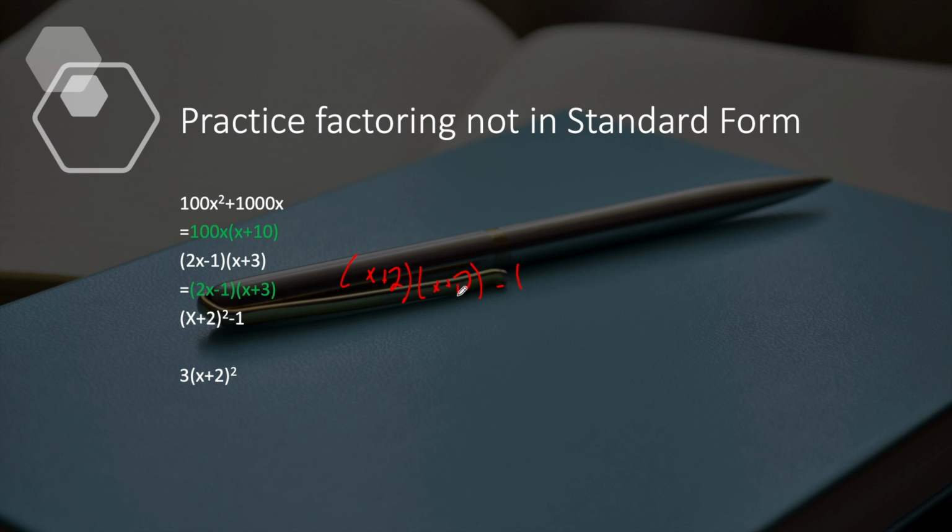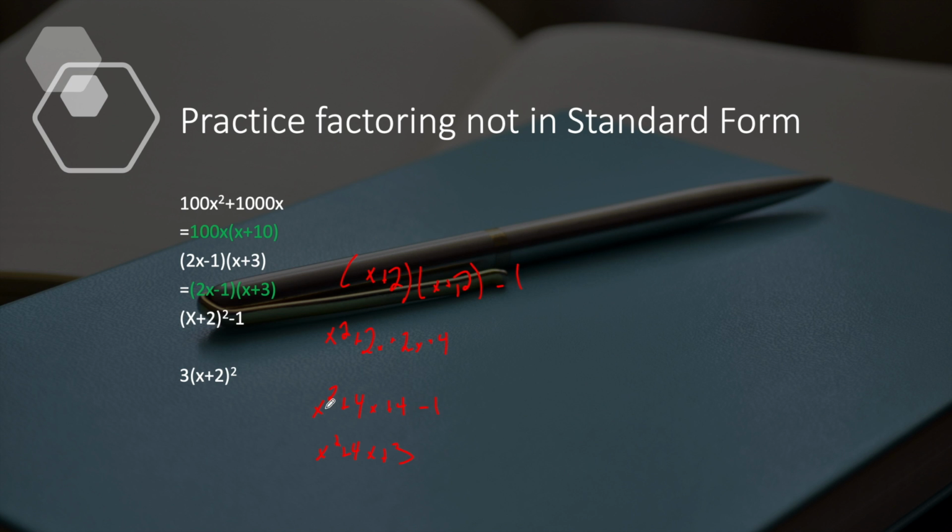So x times x is x squared. X times 2 is 2x. 2 times x is 2x. 2 times 2 is 4. Adding like terms, we have x squared plus 4x plus 4 minus 1. Subtracting our constants, we have x squared plus 4x plus 3.